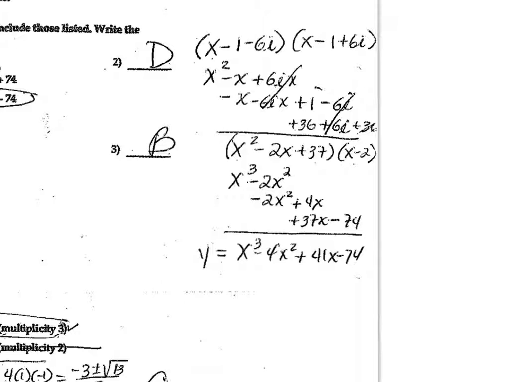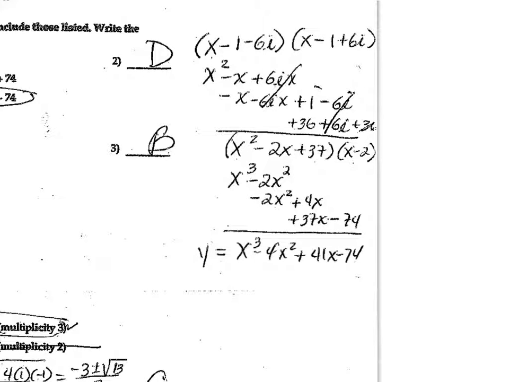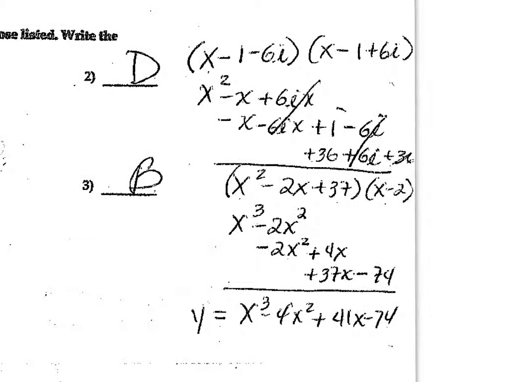So when you multiply those two, first you use x and multiply it by the three of them. Distributive property. So x times x is x squared. x times negative 1 is negative x. x times 6i is 6ix. Then negative 1 times x is negative x. Negative 1 times negative 1 is positive 1.